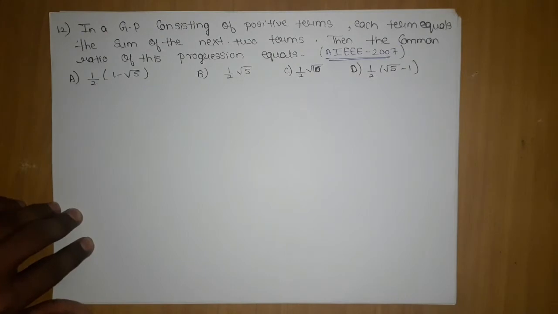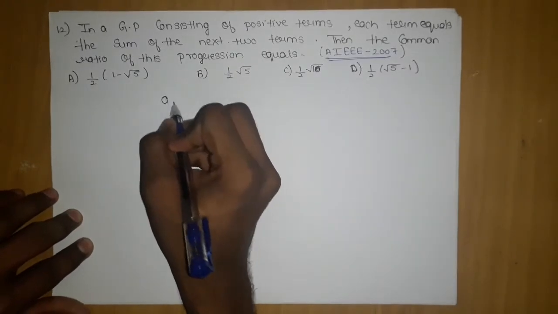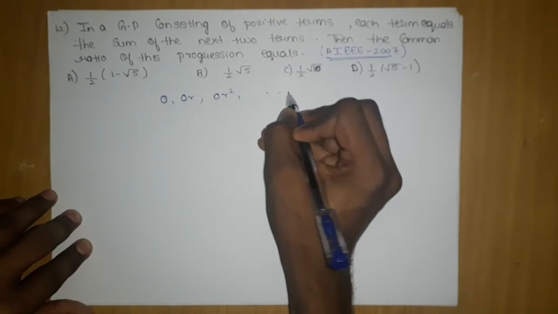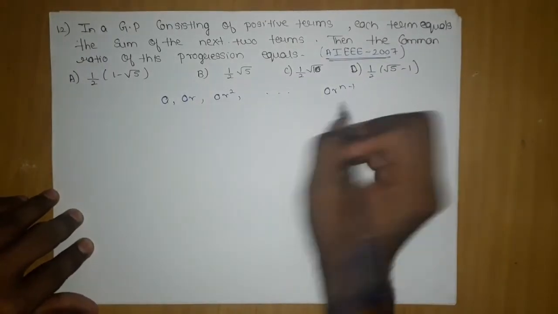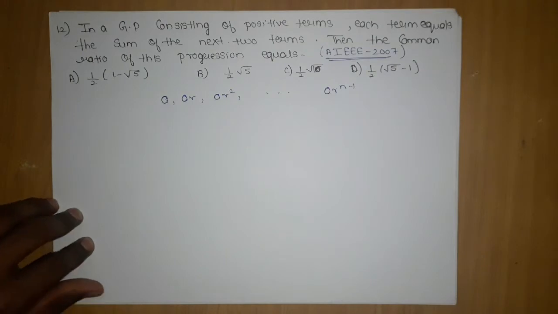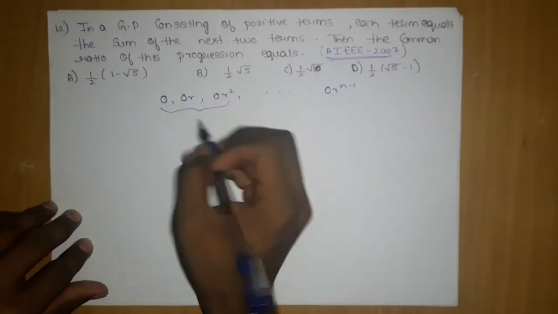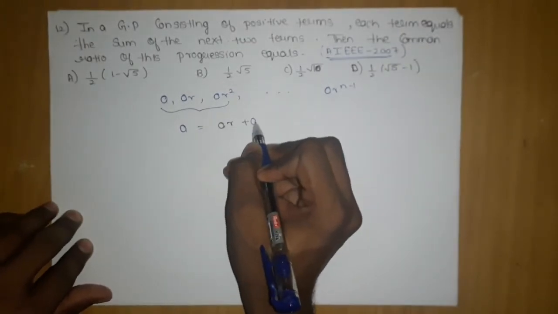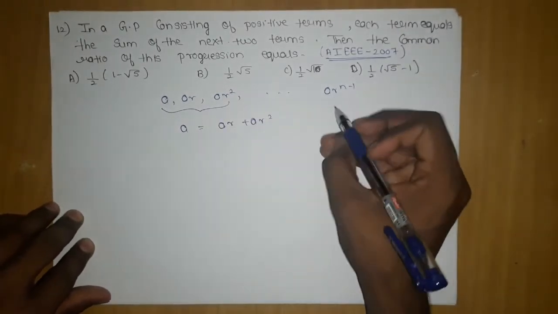So what they're telling is that the terms are in GP, consisting of positive terms. So let me consider a GP: a, ar, ar square, and what will be my last term? ar power n minus 1. Now they're telling each term equals the sum of the next two terms. So if I consider these three terms, a should be equal to the next terms, which is ar plus ar square.